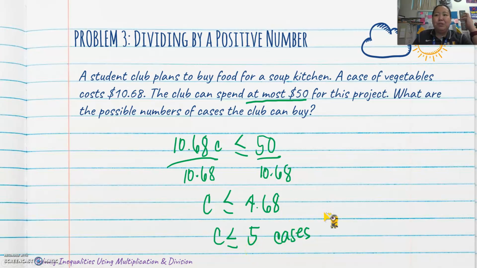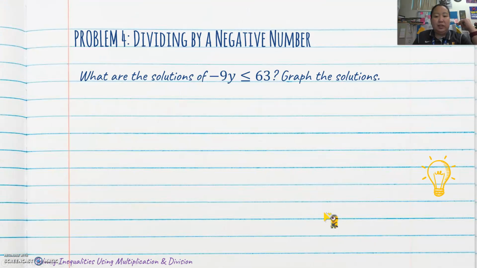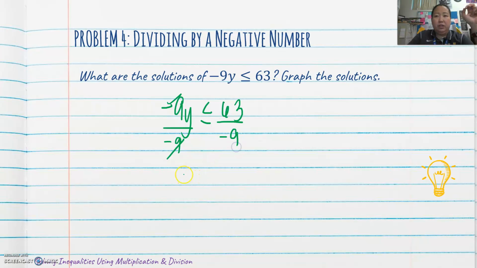All right, so let's have this next example. Remember, when we are dividing by a negative number, we have to make sure that we switch the inequality. For this particular example, you have negative 9y less than or equal to 63. We need y to be by itself, so we divide by negative 9. Our inequality now becomes greater than or equal to, because we divided by a negative number. And 63 divided by negative 9 is negative 7.